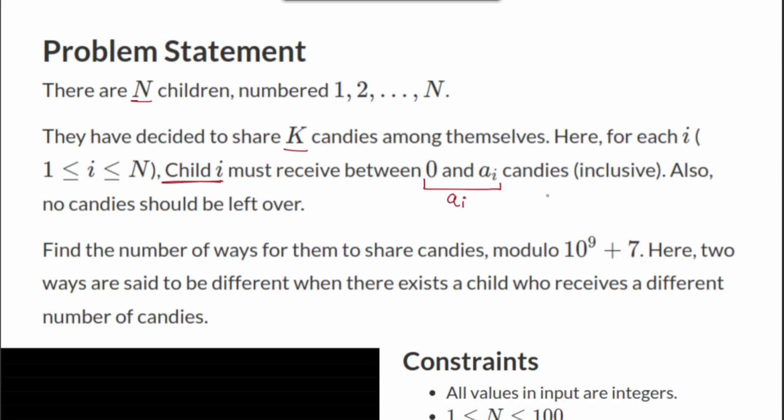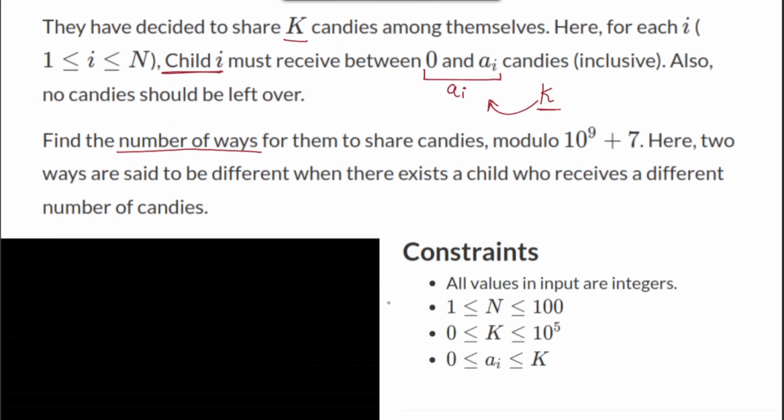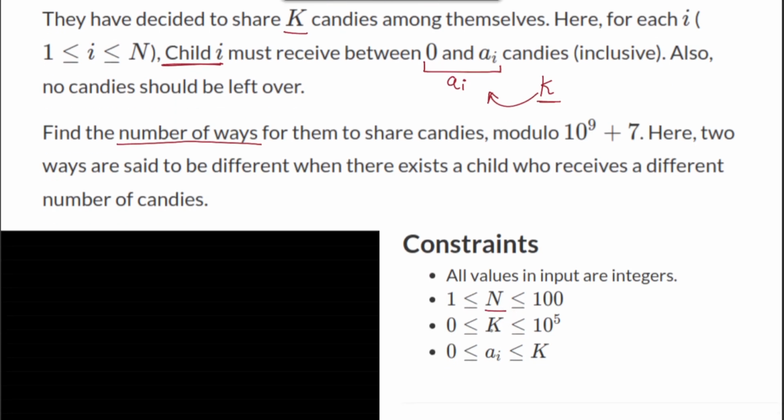So we want to distribute all of the k candies among the n children such that each child receives candies between 0 and a of i, and we need to find the number of ways to share such candies modulo 10 to the 9 plus 7. Here two ways are said to be different when there exists a child who receives a different number of candies. Let's also look at the constraints. N is up to 100 and k is up to about 10 to the 5, and the number of candies that the ith child can receive is bounded by k, obviously, because we only have k candies to distribute.